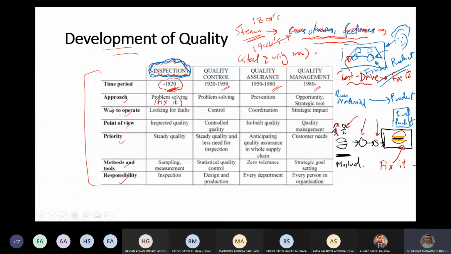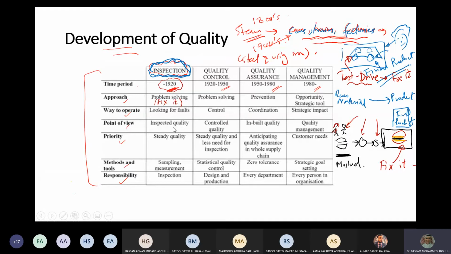And what is the way to operate? You're looking for faults. That is what you're doing. You're testing to see if there is any drawback, any fault, any problem. So you're looking for faults. What is the point of view? You're having an inspected quality. So this is what you're trying to look at. You're not trying to control the quality. You're trying to inspect the quality.